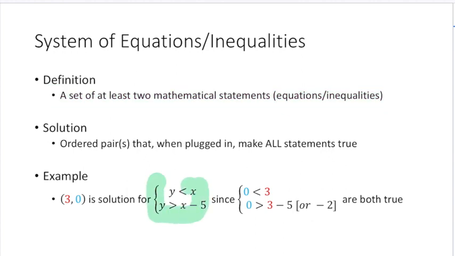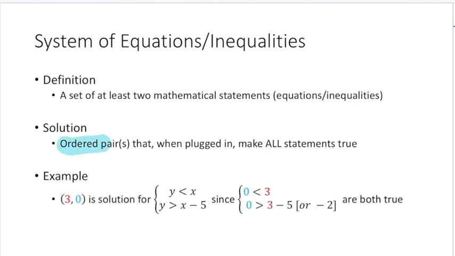A system looks like this. You see this squiggly bracket that's called a set bracket, and then at least two mathematical statements, in this case, inequalities. The solution of a system is the ordered pair or pairs that when plugged in make all of the statements within the system true. So for example, (3, 0) would be a solution to this system because if you plugged it in, you would get a true statement on top, 0 is less than 3, and a true statement on the bottom, 0 is greater than -2. If both of these statements can be made true at the same time from one ordered pair, then that ordered pair is a solution.